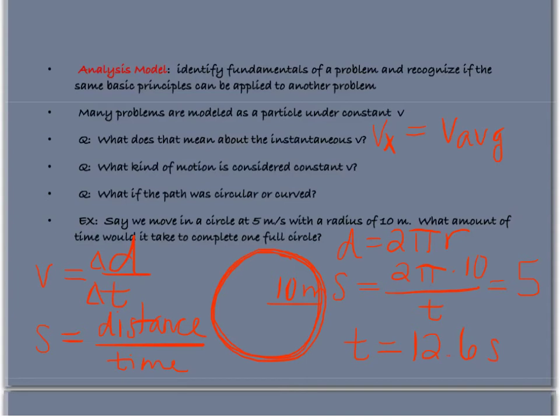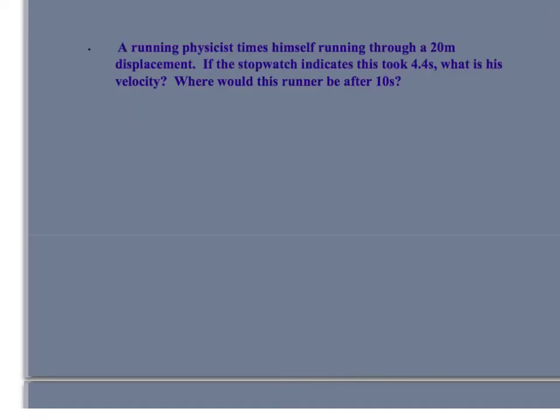Let's look at another problem that also is utilizing a velocity. Let's say that a physicist wants to maintain a constant velocity and time himself as he's moving through a 20-meter displacement. Now, as he moves through this displacement, he realizes that if he were to time himself, it's taking him about 4.4 seconds to complete this displacement. So the question is, what is his average velocity?